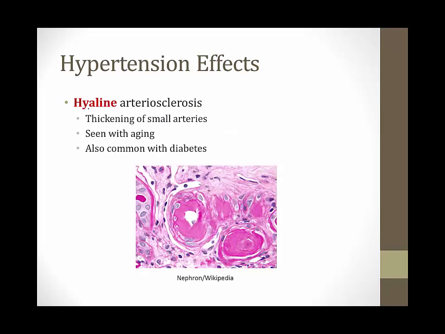There are two types of arteriosclerosis that can be seen among patients with hypertension that you should be familiar with for step one of your boards. The first type is called hyaline arteriosclerosis. If you look at this picture on the screen, shown is a blood vessel with hyaline arteriosclerosis.